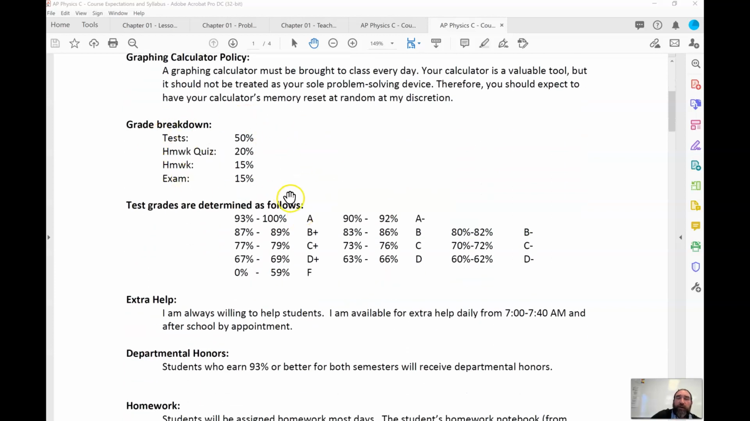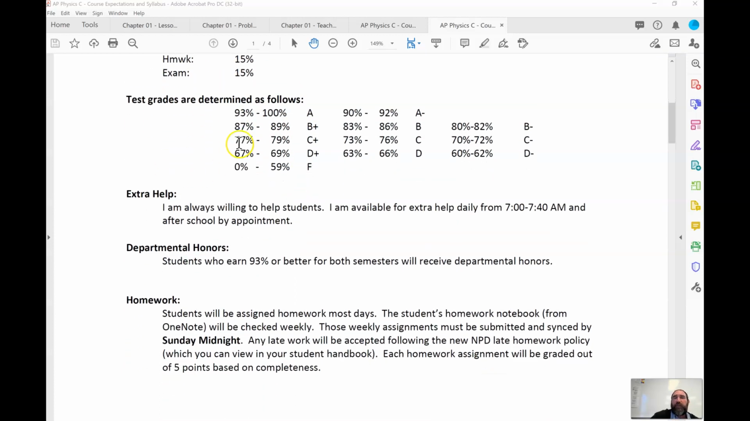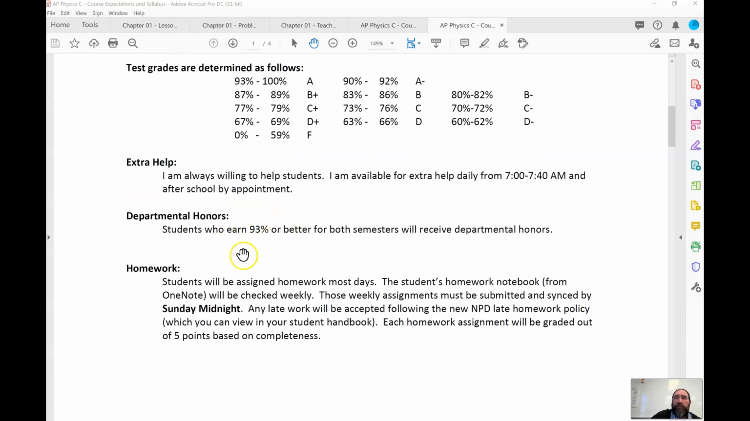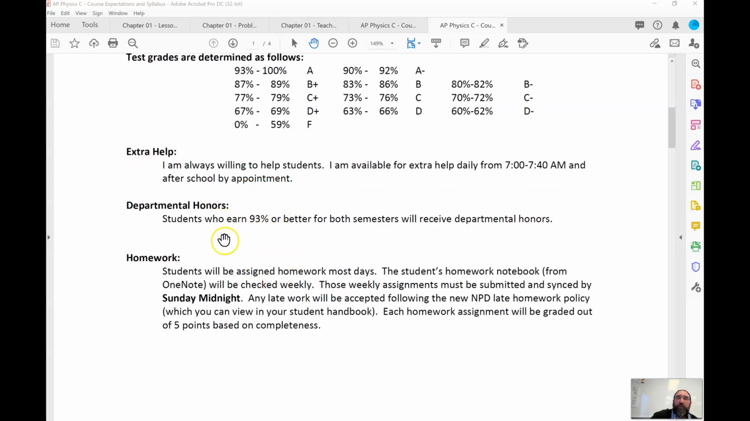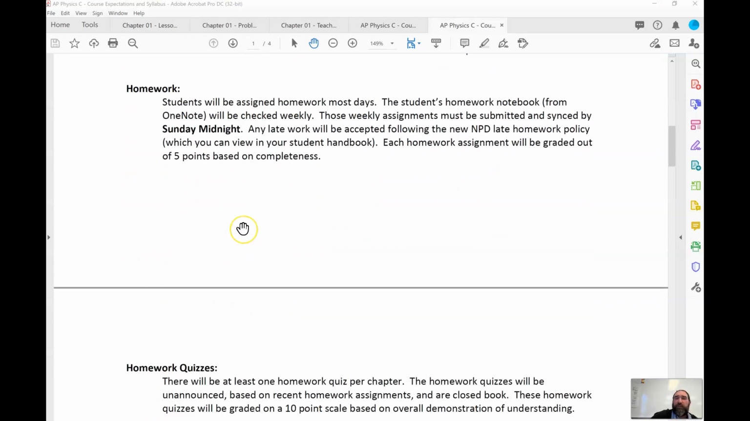The grade breakdown is listed. Again, the regular and honors class grade breakdowns are a little bit different, so make sure you look at that. To get the departmental honors certificate at the honors awards, for the traditional class it's 95 or better. The honors class is 93 or better because the expectations are a little bit different between the two courses. That's the department-wide policy.